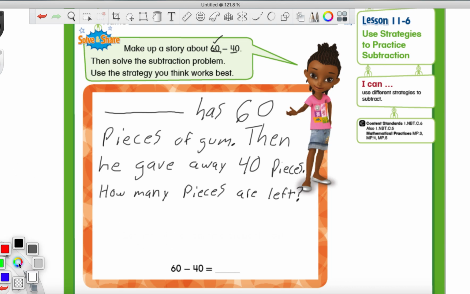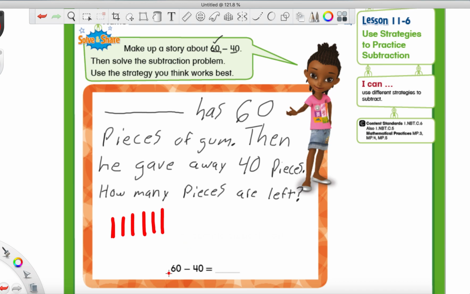Let me pick some fun colors here. I like using red and blue. So there's, oh, let me get a little bit wider. There we go. So since we have 60, we can make 6 ten sticks. 1, 2, 3, 4, 5, 6.